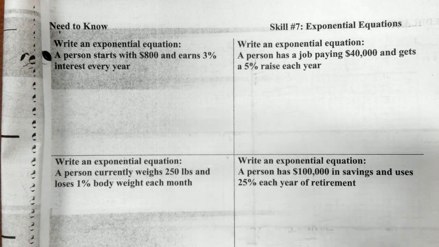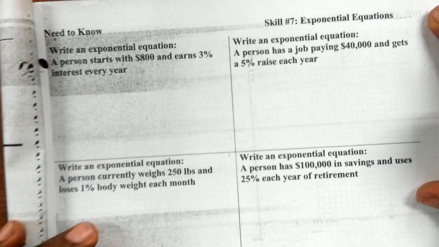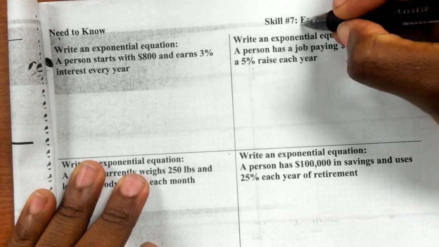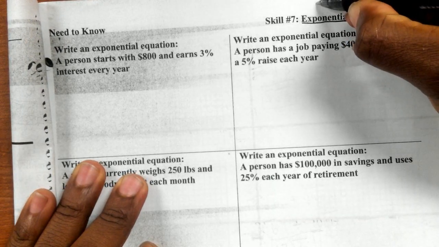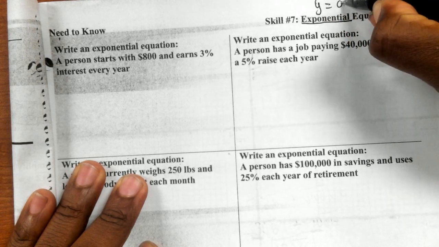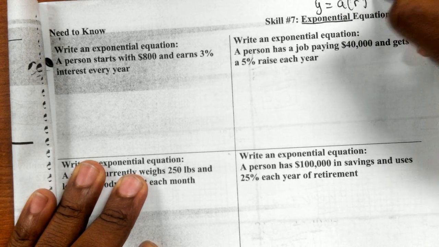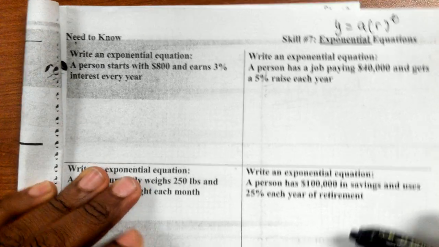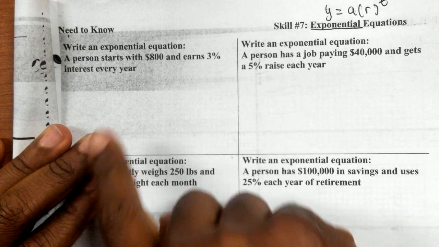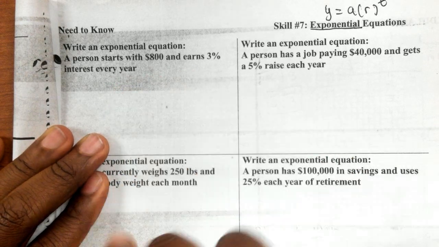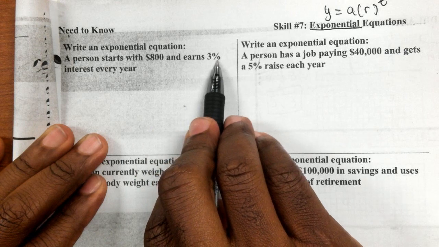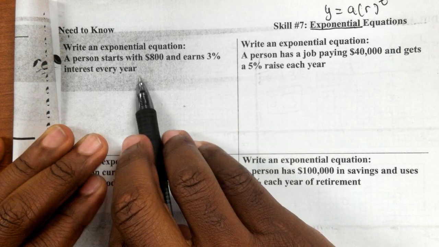All right, so here's the need to knows question or skill number 7, exponential equations. Whenever you see that exponential, you should think about a form or a formula, y equals a r to the t. So again, guys, you need to always think about that. This question says write an exponential equation where a person starts with 800, earns 3% interest every year.